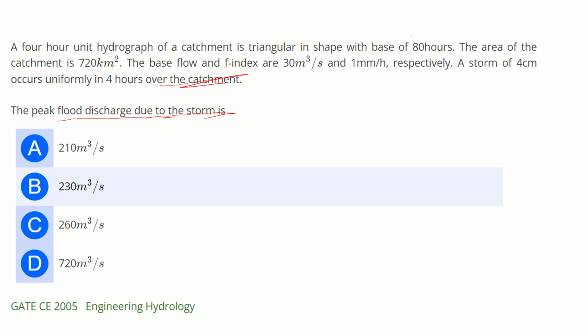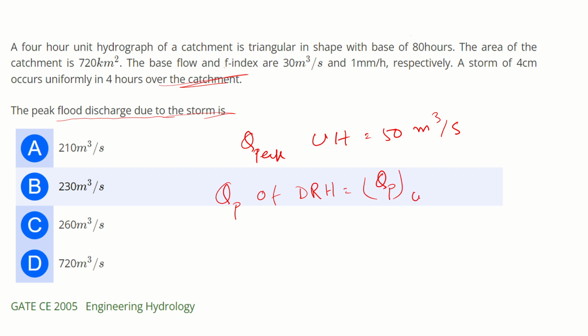तो जैसे लास्ट क्वेश्चन में हम लोगों ने किया था एग्जैक्टली सेम. So Q peak of UH unit hydrograph we have already calculated 50, है ना, 50 मीटर क्यूब पर सेकेंड. तो DRH क्या होगा? Q peak of DRH. What will be the DRH? It will be nothing but Q peak of unit hydrograph multiplied by runoff. ठीक. So what is the runoff? Runoff यहाँ पे क्या दिया हुआ है? Storm of 4 centimeter occurs uniformly over 4 hours.